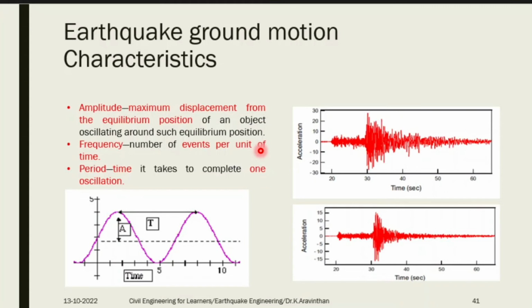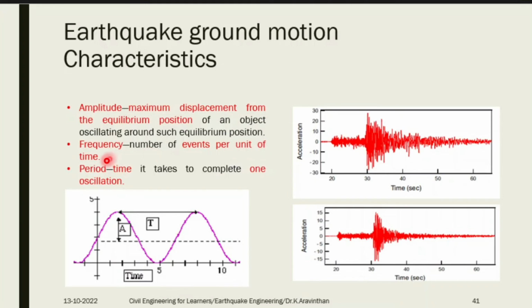If the frequency is higher, what happens? If for 1 second it oscillates 33 times, then what happens? This object is going to get higher acceleration. So if the frequency is higher, then your acceleration will be much higher. If the frequency is lower, then your acceleration will be much lower.